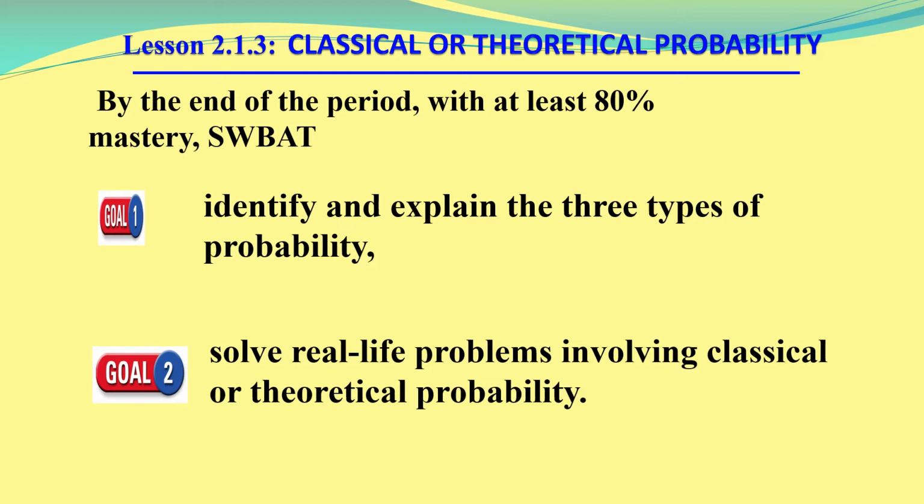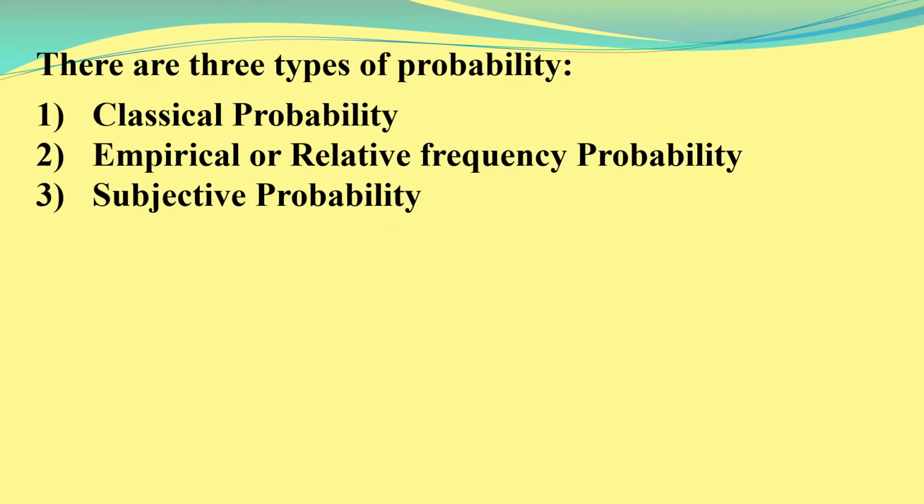By the end of the period with at least 80% mastery, students will be able to identify and explain the three types of probability, and solve real-life problems involving classical or theoretical probability. There are three types of probability: classical probability, empirical or relative frequency probability, and subjective probability.